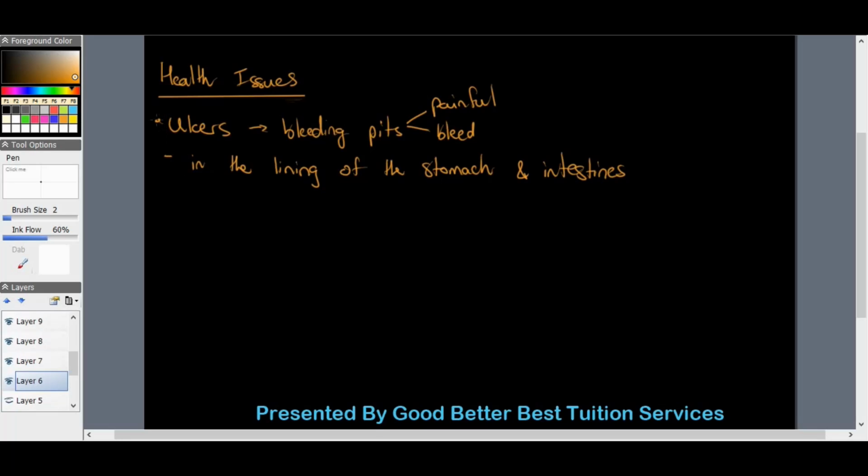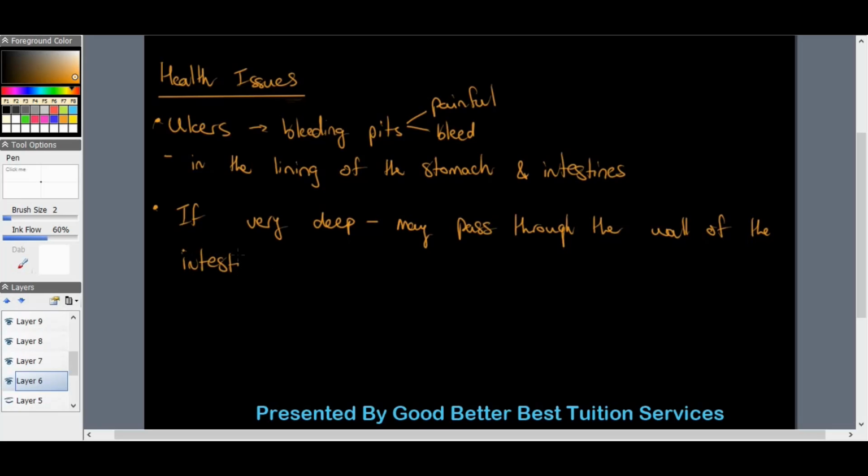Now, why is it dangerous? It can be so dangerous that the bleeding pit, or the pit of the ulcer, may get so deep that it passes right through the wall of the intestine. So if it gets very deep, it may pass through the wall of the intestine, and then what happens?